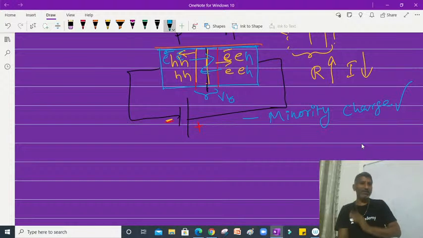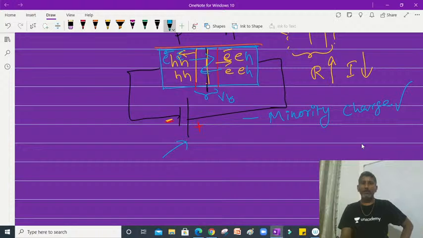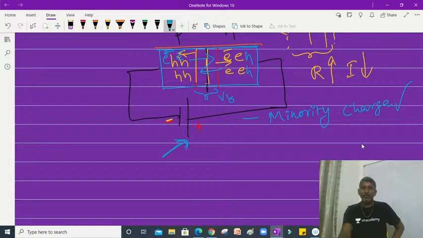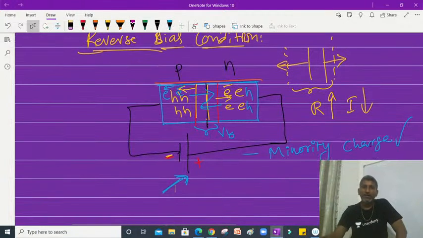This barrier potential value, when we are increasing it, means from this battery we are going to supply that energy. So what happens? Here charges are there, electrons and holes. In this region, electrons are minority. This is the P-type material, so minority charge carriers are the electrons.